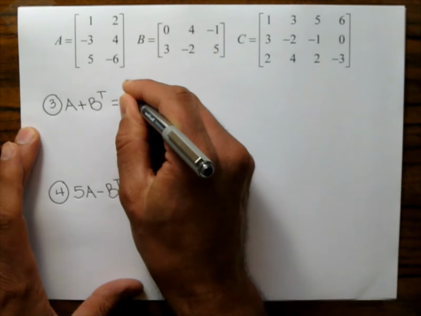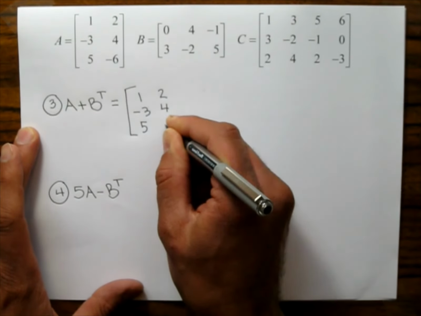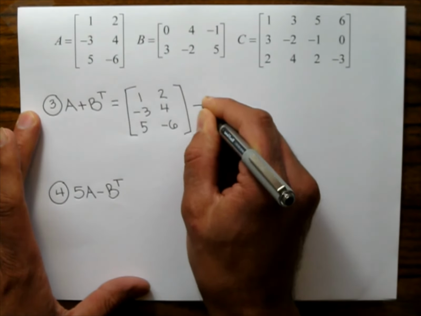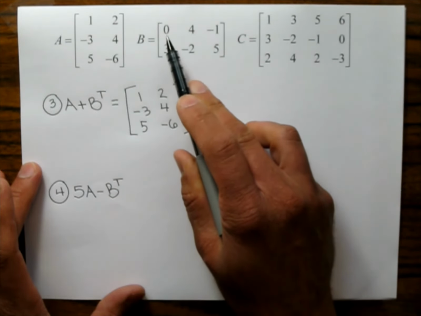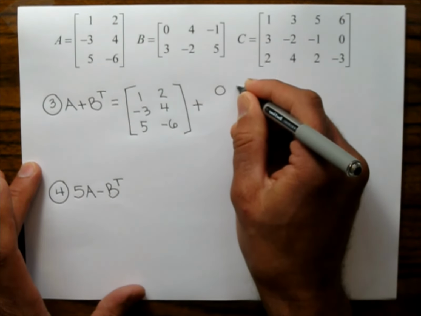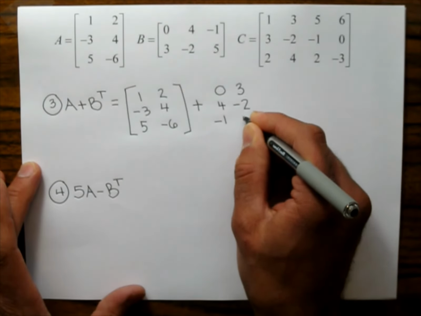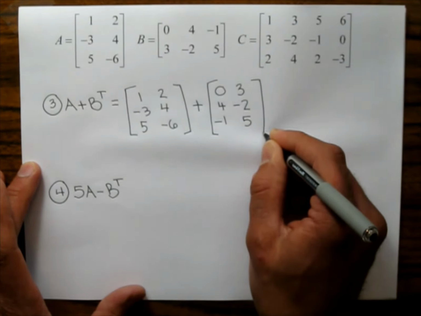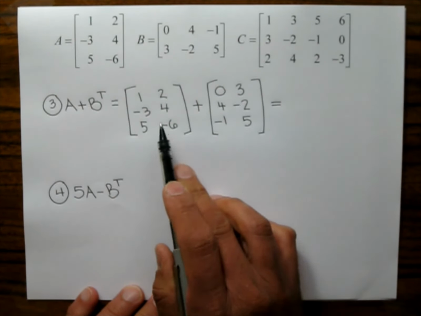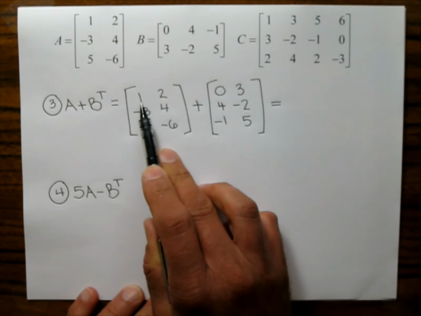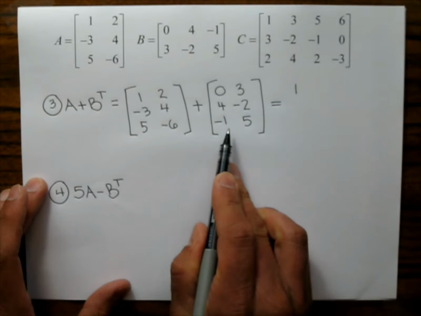Okay, so A looks like this: 1, 2, negative 3, 4, 5, negative 6. And B transpose is writing the columns as rows. So the first column is 0, 3, so I'm going to write this 0, 3, 4, negative 2, negative 1, 5. And so this is how matrix addition is defined, probably in an obvious way: you add corresponding elements. So 1 plus 0 is 1. And notice the matrices are the same sizes, so we can do this.